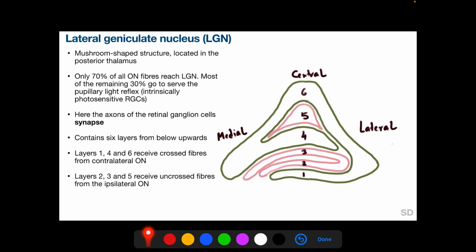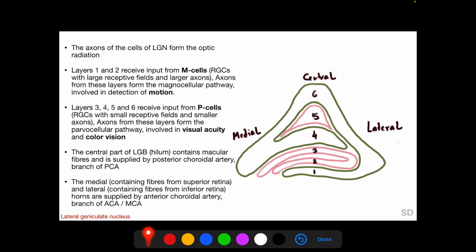The lateral geniculate nucleus contains 6 layers from below upwards. Layers 1, 4 and 6 receive crossed fibers from the contralateral optic nerve, and layers 2, 3 and 5 receive uncrossed fibers from the ipsilateral optic nerve. The axons of the cells of the lateral geniculate nucleus form the optic radiation, which runs from the lateral geniculate nucleus to the primary visual cortex.